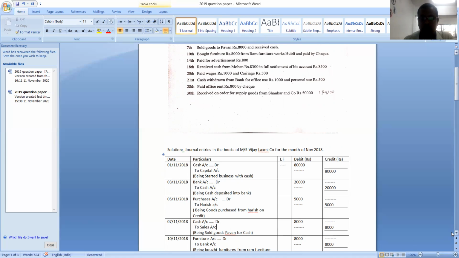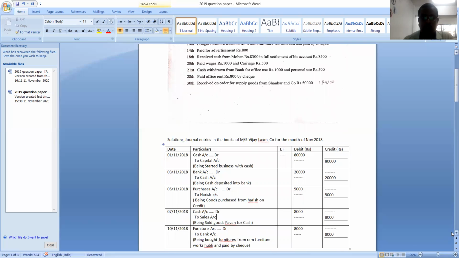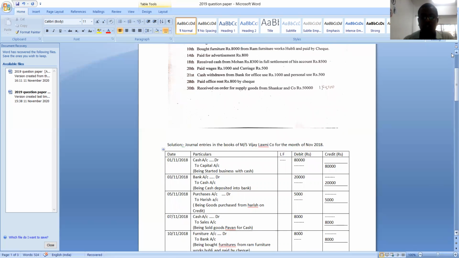Okay, this is how we need to pass the journal entries. Okay. Next transaction is dated on 10th. What is the transaction? Transaction is bought furniture rupees 8,000 from Ram Furniture Works Hubli. Bought furniture rupees 8,000, meaning we purchased furniture worth rupees 8,000 from Ram Furniture Works Hubli and paid by check, and we are paying that amount by check.